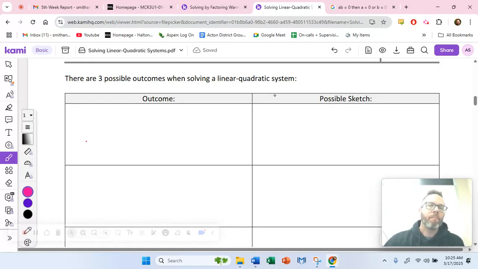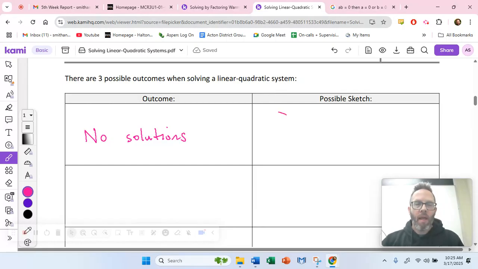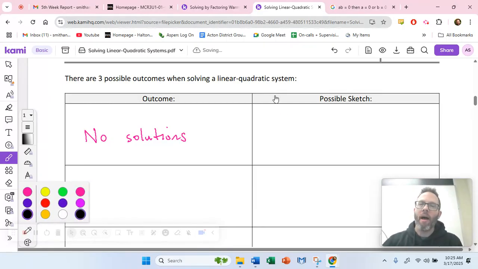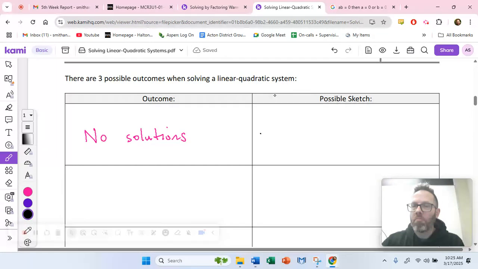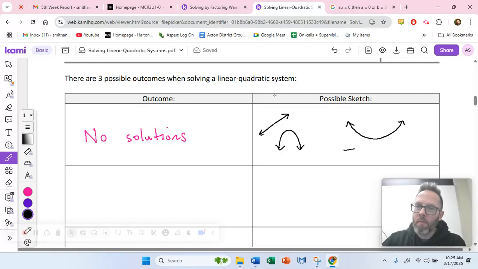So outcome 1, you might get no solutions. And just over in the side here, you can just draw, like we had before, draw a line and a parabola that don't meet each other. Maybe on the other side, I'll draw something similar. There's lots of ways we can draw a parabola and a line such that they don't meet. That's one possibility.